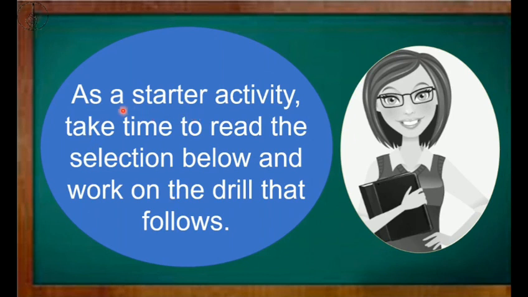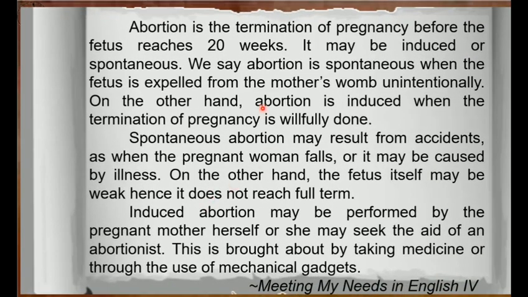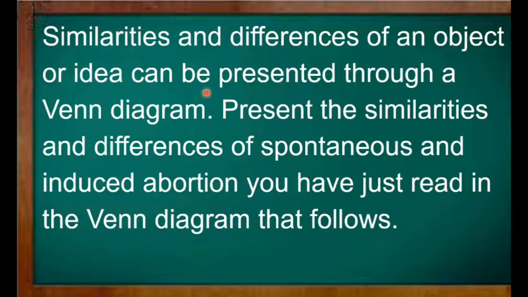Now, as a student, as a starter activity, take time to read the selection below and work on the drill that follows. Alright, we have here a selection. I'm not going to read this because you have already copied this in your module. Just try to read this in your module and then try to answer the following questions. It says here similarities and differences of an object or idea can be presented through a Venn diagram. Present the similarities and differences of spontaneous and induced abortion you have just read in the Venn diagram that follows.